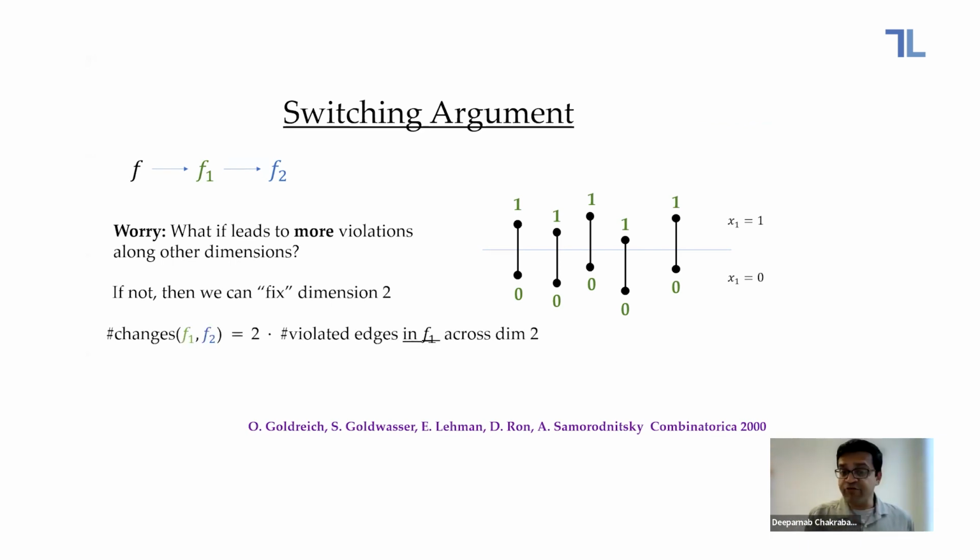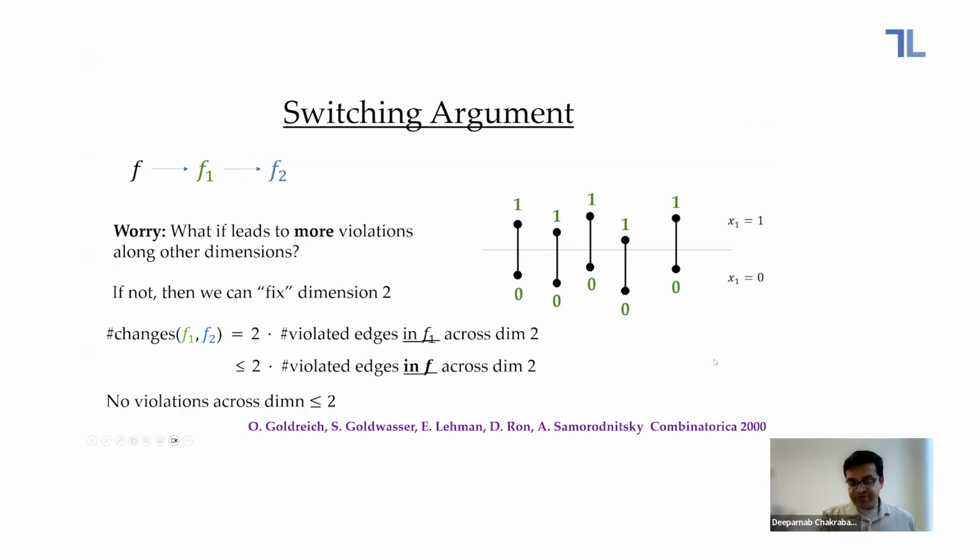The number of changes from F1 to F2 will be 2 times the number of violated edges in F1 across dimension 2. But since this swap did not lead to more violations across dimension 2 for F, this number is at most 2 times the number of violated edges in F across dimension 2. And after I go to F2, there will be no violations across dimension 1 or 2. So is this clear? If this worry were not there, then I can inductively proceed and get the whole proof to go through. So I want to see if this part made sense.